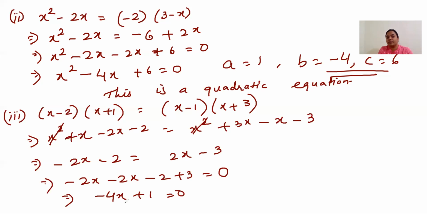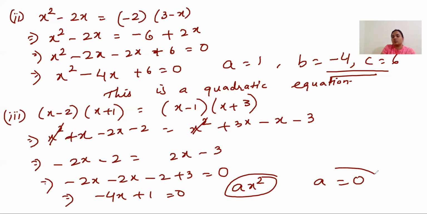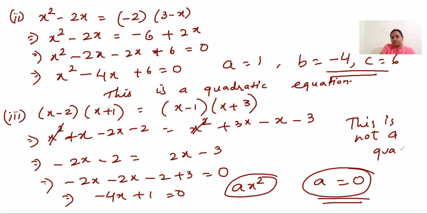So in this we have bx plus c, but in this case we don't have ax square, means a is equal to 0 and this is not possible. So this is not a quadratic equation. Now let's move to the fourth question.